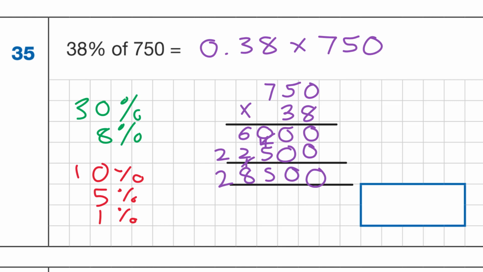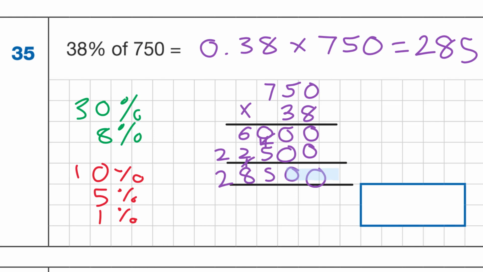Now I need to divide that by 100 because that is 750 times 38. I want 750 times 0.38, so I need to divide it by 100, which means I'm going to get rid of these last two places. So I've got an answer here of 285. Let's just check it with the other way.